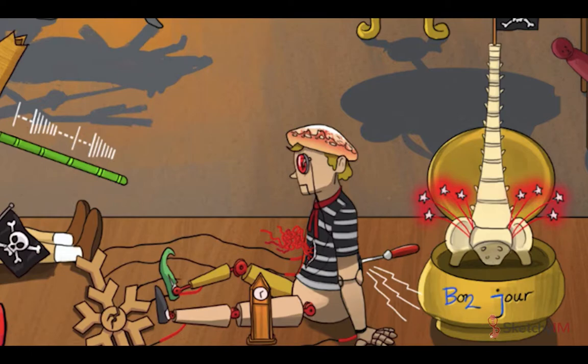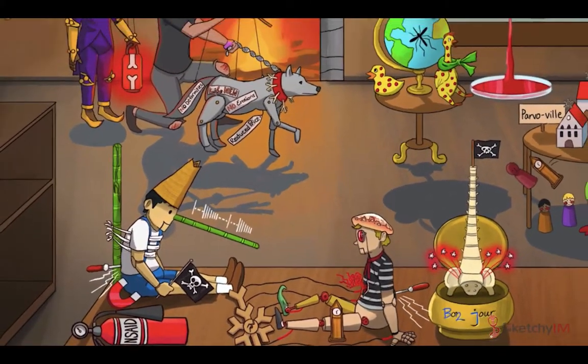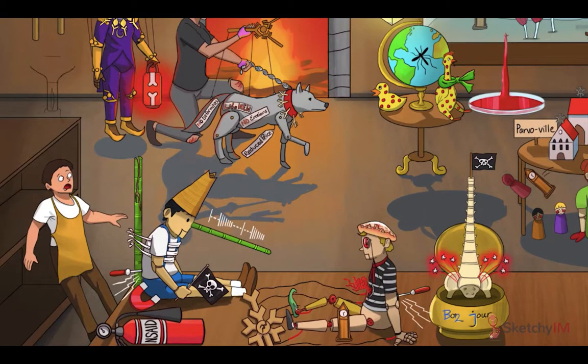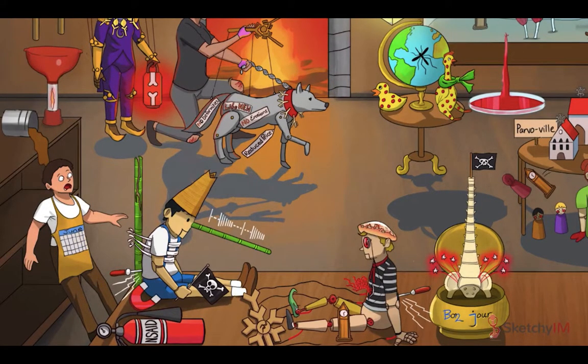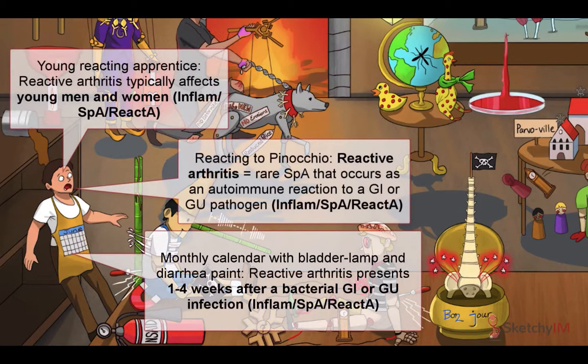There are 3 more syndromes to cover, each with a range of clinical signs and symptoms, overlapping with many of the classic peripheral symptoms of spondyloarthritis, including lower extremity asymmetric arthritis, dactylitis, and enthesitis. Starting with reactive arthritis, embodied by this apprentice reacting to the living puppet. The month calendar on his chest, along with the spilled diarrhea paint and bladder-themed oil lamp, should remind you that reactive arthritis develops 1 to 4 weeks after a bacterial GI or GU infection.